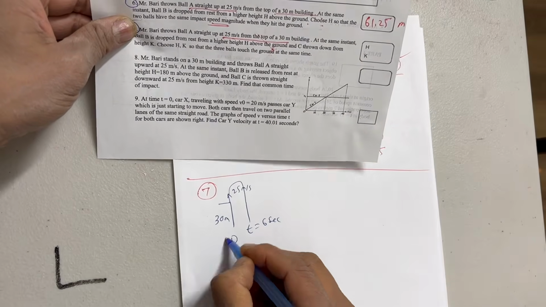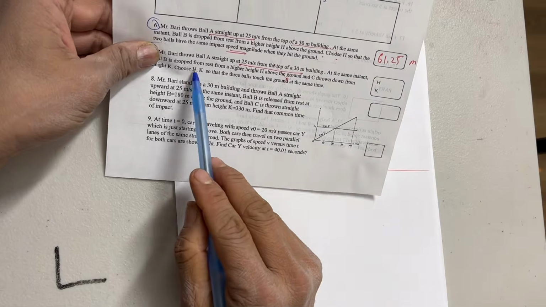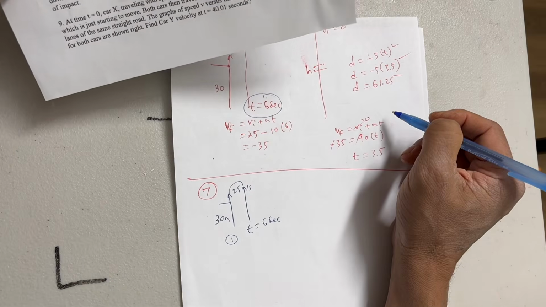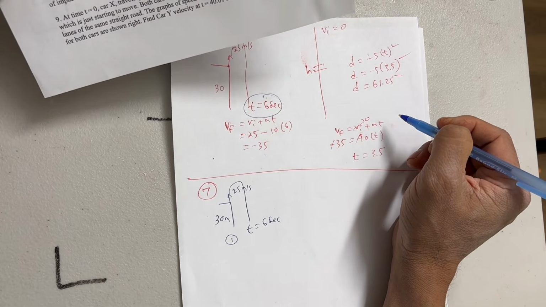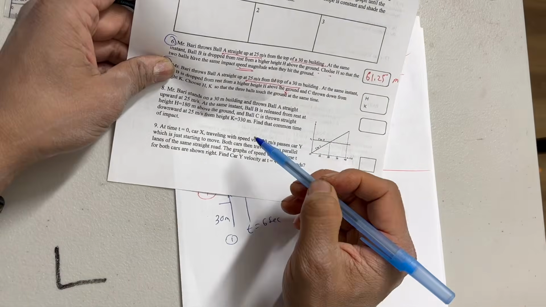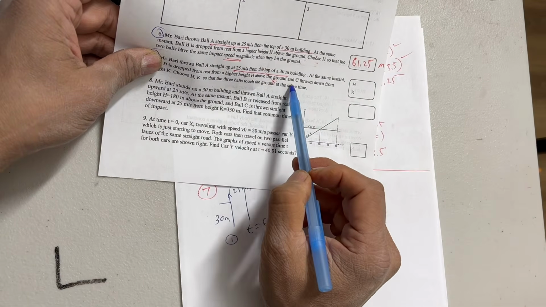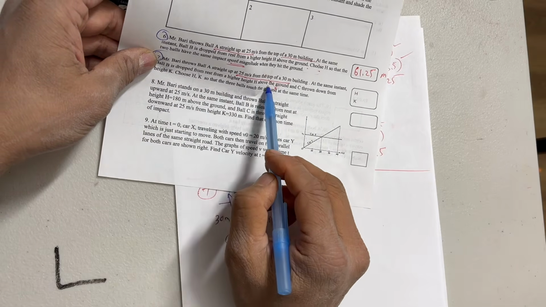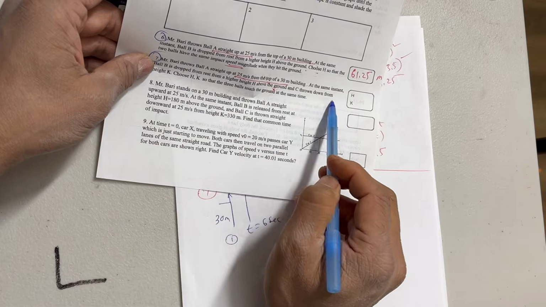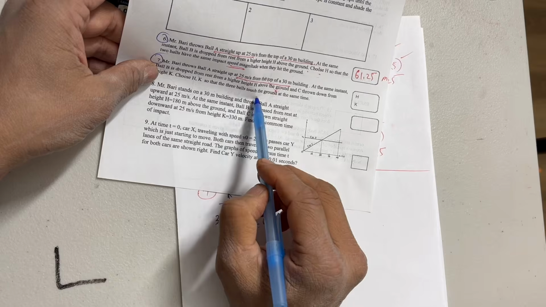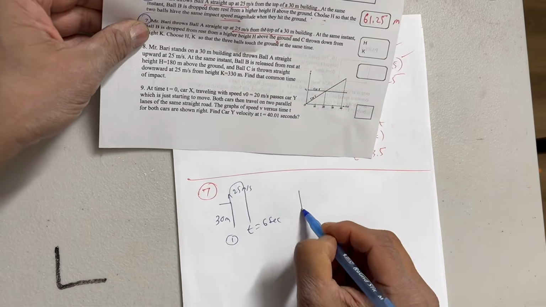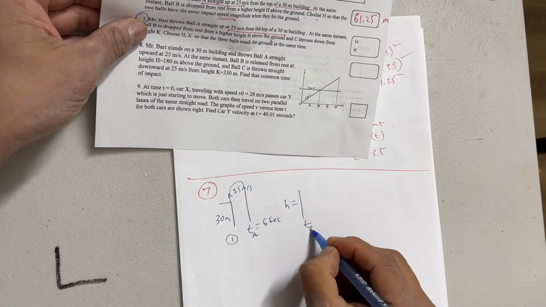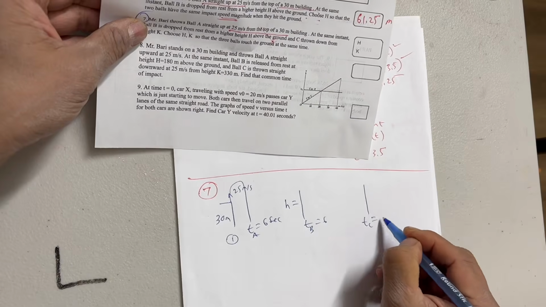Okay, that's scenario 1. Scenario 2, at the same instant, ball B is dropped from rest from a higher height. The higher height is 330, the same as the problem before. I give you the same thing. So what is the height of this one? If TA is 6, TB is 6, and TC is also 6.